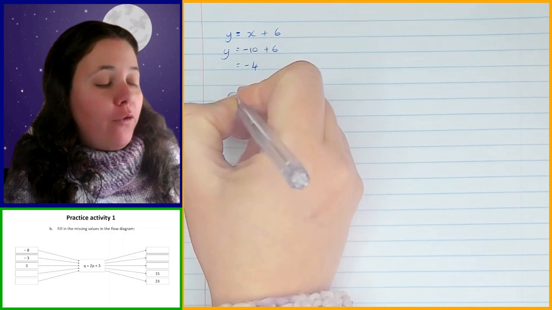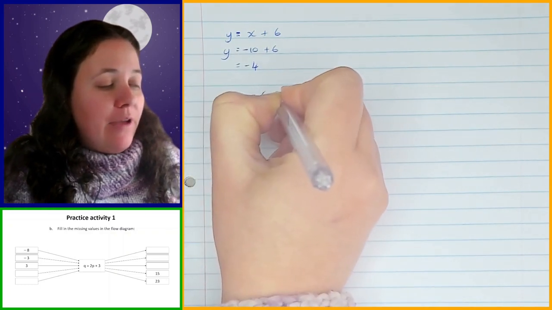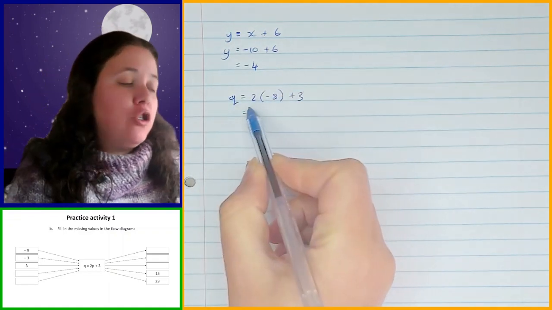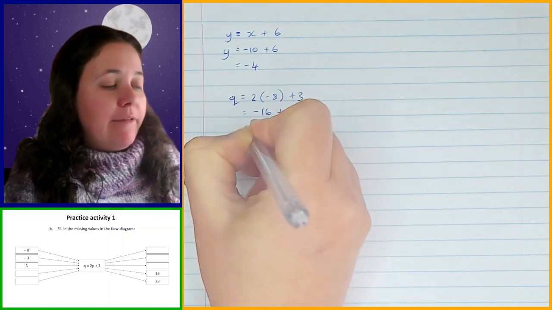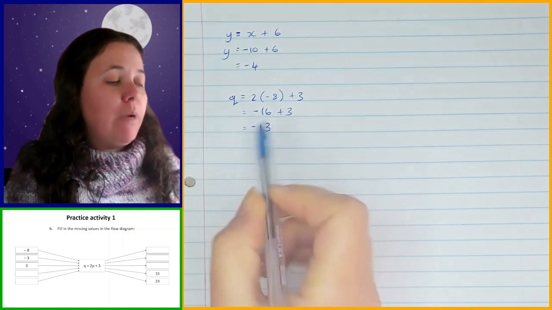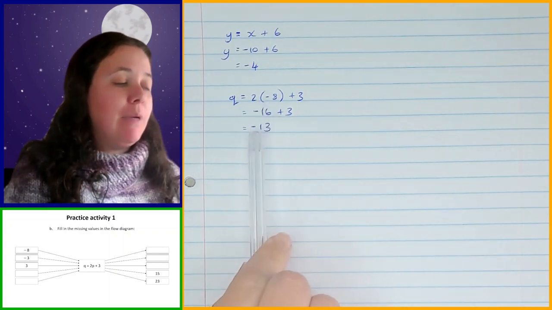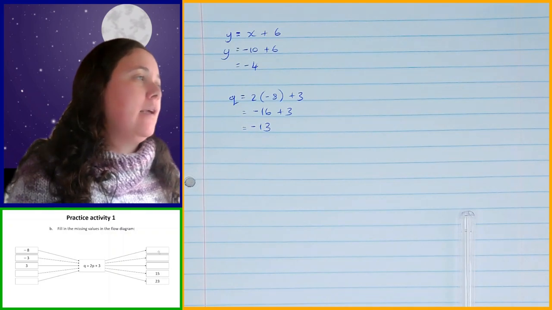So for that input, I've got Q equals 2 times -8 plus 3. First I need to simplify 2 times -8, and that's -16 plus 3, which gives me -13. So my Q value, or my output value, if my input is -8, my output is -13. Okay?